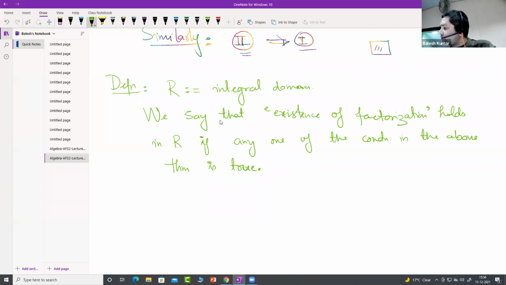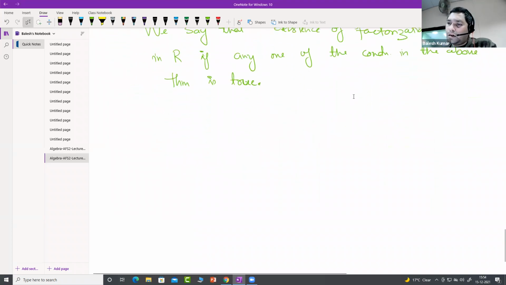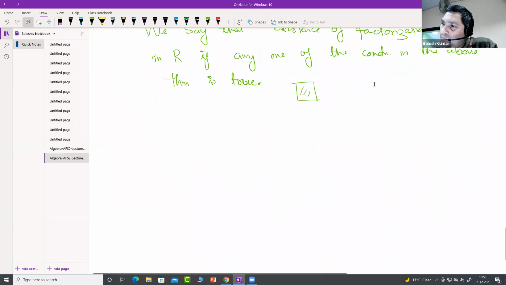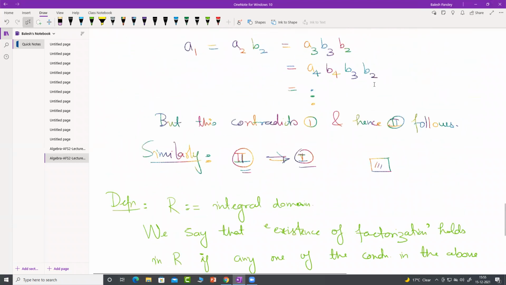Now let us come to the second property, which is the uniqueness part, and then we will define the so-called unique factorization domain. Yes, Balesh? Okay, yes sir. Can I make a comment on one point? Yes.